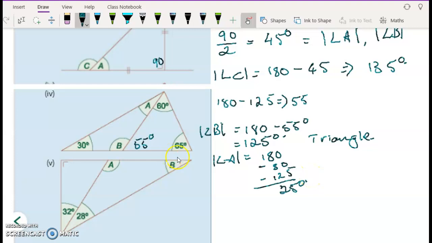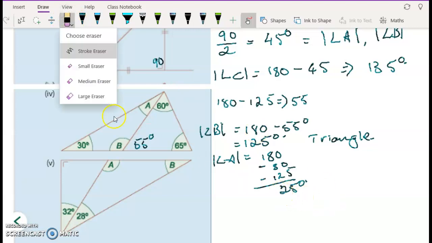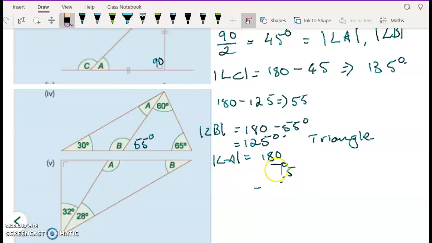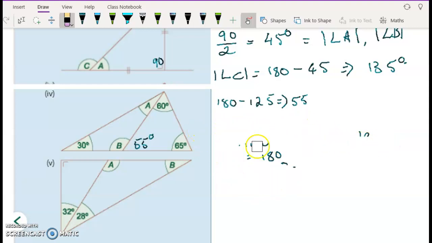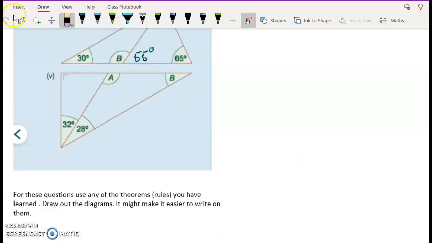Okay, so now I need to make some room for myself here. Okay, nearly there, nearly there. Let's get to writing again. So my last question, and I need a pencil, please. Thank you. Okay, so this is my exterior angle. These are the opposite interior angles.